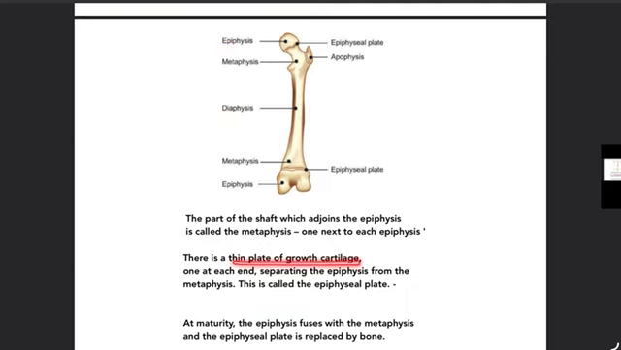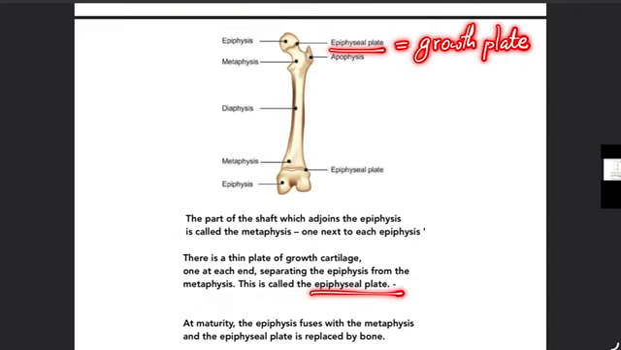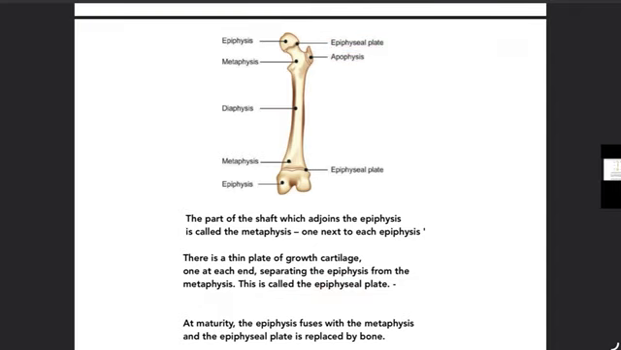There is a thin plate of growth cartilage, one at each end, separating the epiphysis from the metaphysis, called the epiphyseal plate. The epiphyseal plate separates the epiphysis from the metaphysis. It is also called the growth plate. At maturity, the epiphysis fuses with the metaphysis and the epiphyseal plate is replaced by bone. So the growth plate, which is separating the epiphysis and metaphysis, is converted into bone. So they get connected to each other.